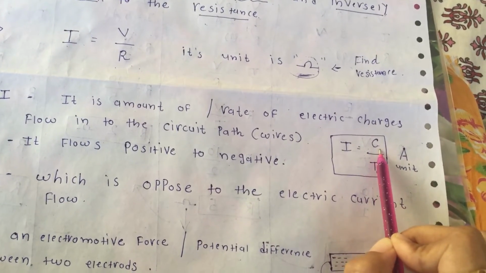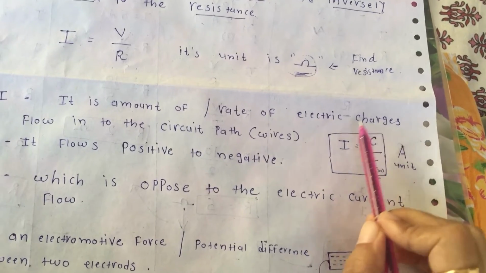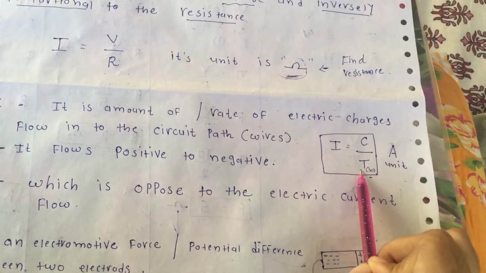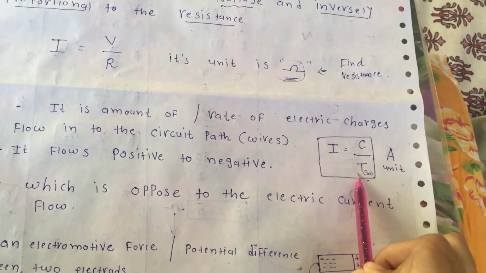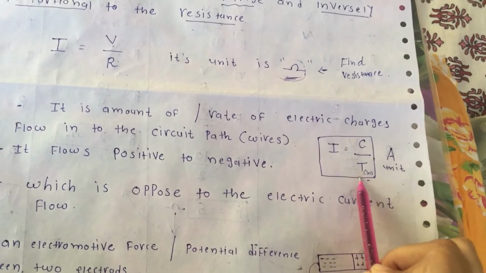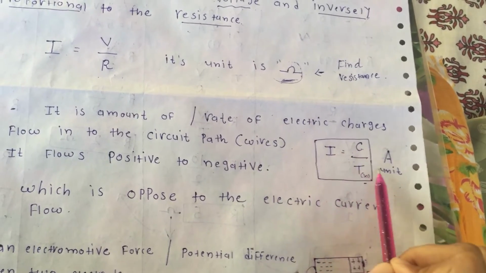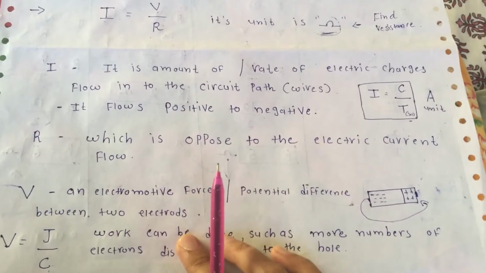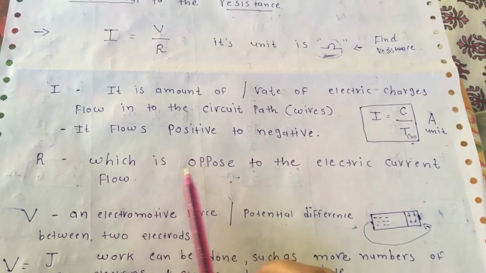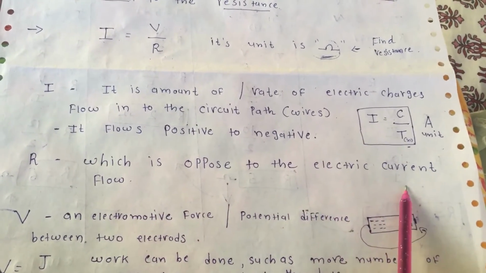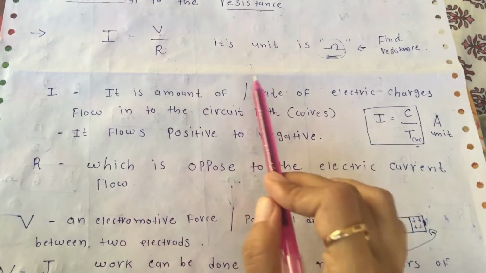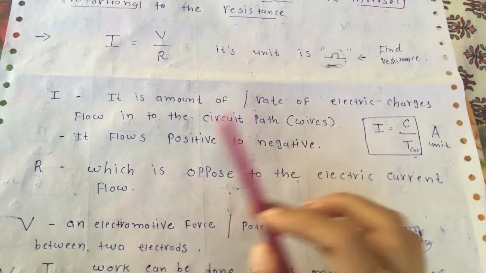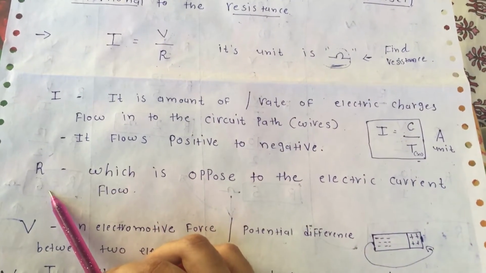Coulomb is defined with charges. So here, consider electric charges flowing with respect to time, and this time is measured in seconds. This current has a unit which is A, meaning ampere. Next is resistance. Resistance opposes the electric current flow. So in the circuit, current flows into the wire and is opposed by the resistance.